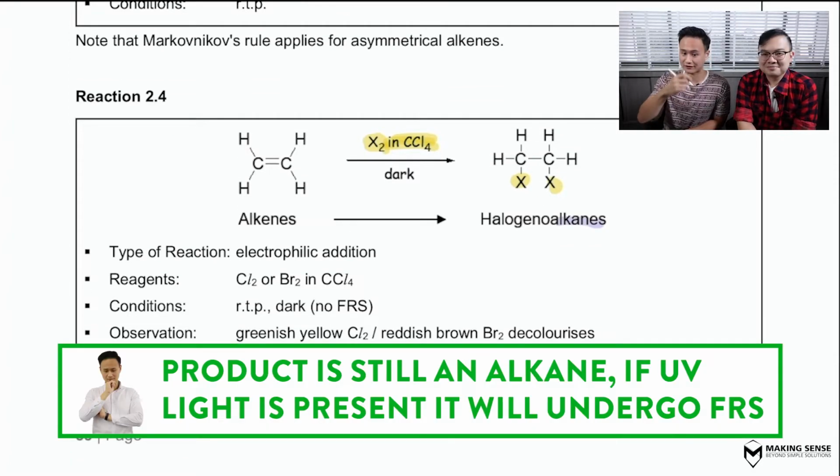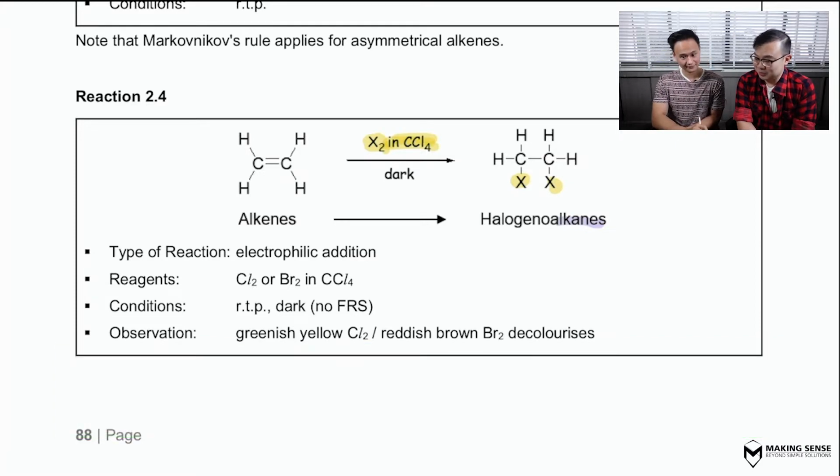now remember guys, your product is still an alkene. So if there is UV light present, Mr. Leong, what's going to happen to this product? You're going to get multi-substitution. Exactly. It's going to further react with X2 via FRS. Okay? So these are two very good reactions to produce my halogenoalkane, depending on whether we want to introduce one or two halogens. Exactly. Yep.